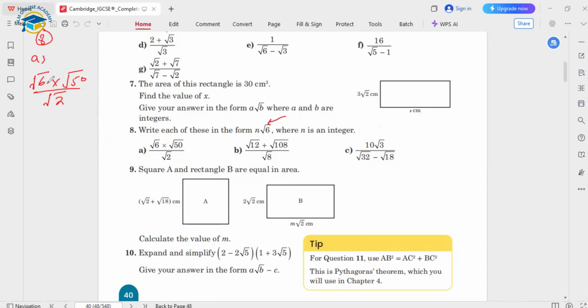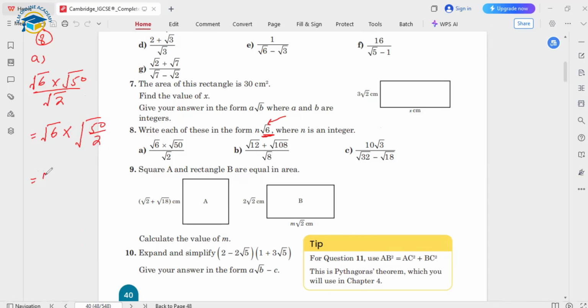Here we can check that 6 can be divisible by 2, and 50 as well can be divisible by 2. So we can even write them in one third, in one fraction. For example, let's keep the square root 6 as it is, because we want the square root 6 inside for the final answer. So I'm just bringing this 50 and 2 inside like this.